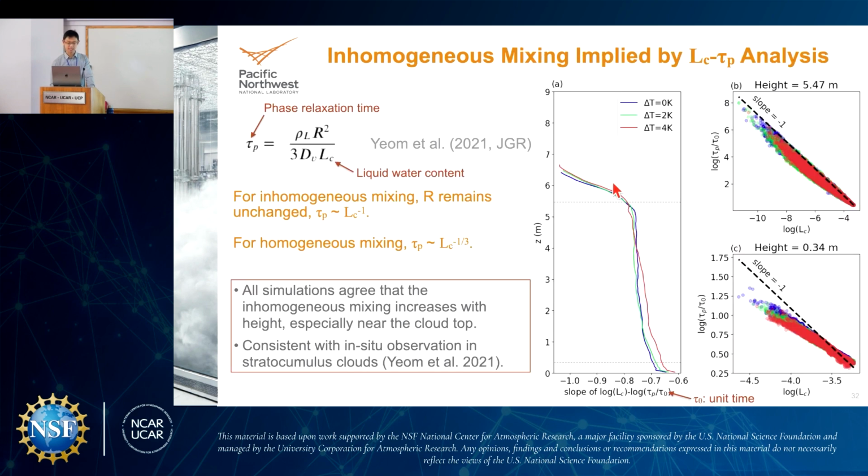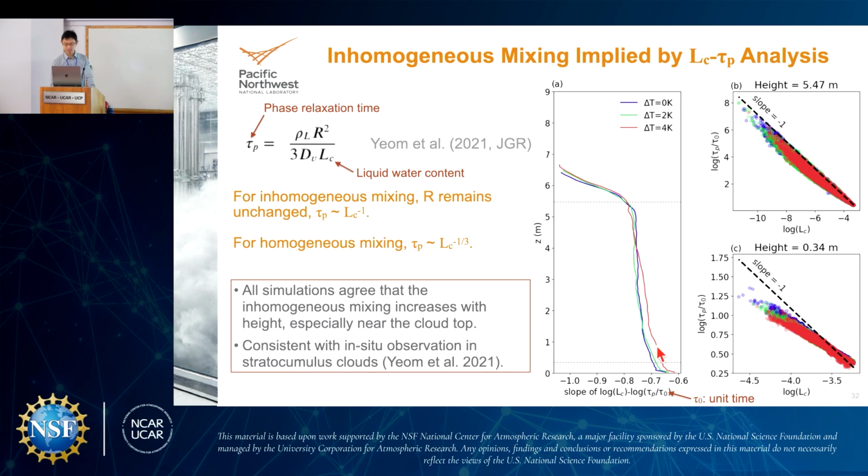And we investigate the inhomogeneous mixing and how it varies with height. Here we use another approach proposed by Young et al. 2021, where they derived the relationship between phase relaxation time and liquid water content. They derived that for inhomogeneous mixing, because the radius remains almost the same, phase relaxation time will be inversely proportional to liquid water content. If we make a log-log plot of them, we should see a slope of -1 for inhomogeneous mixing. For homogeneous mixing, this slope will be -1/3.